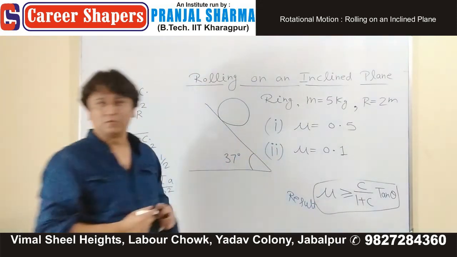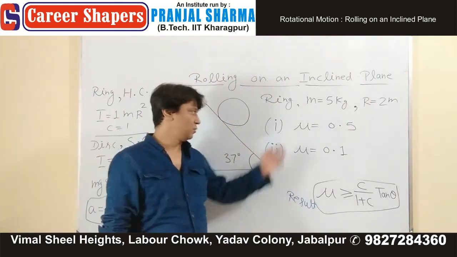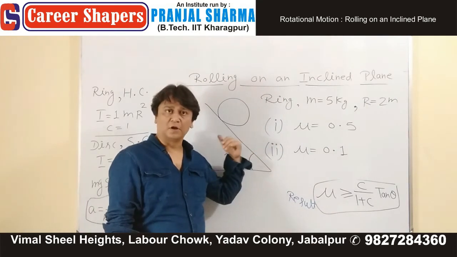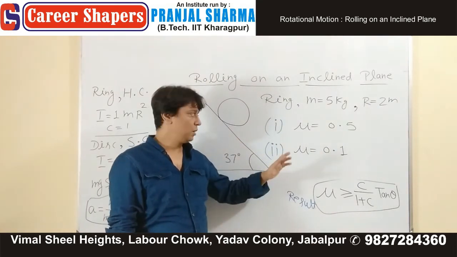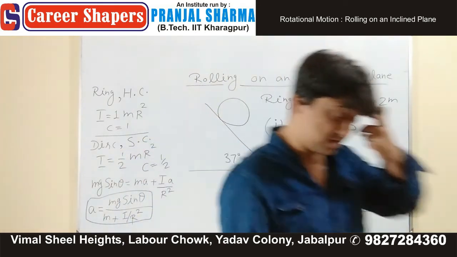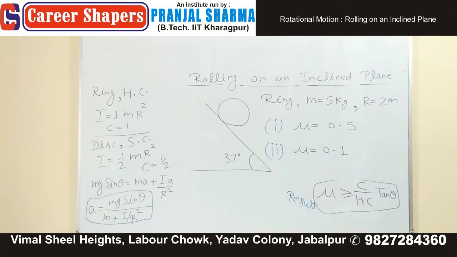The question is, in which case is pure rolling possible, 1 or 2? Or for none of these two cases? Or for both of these cases? Write down this in the comment box first. There are two inclines on which you place a ring of mass 5 kg, radius 2 meter. For which one is pure rolling possible?